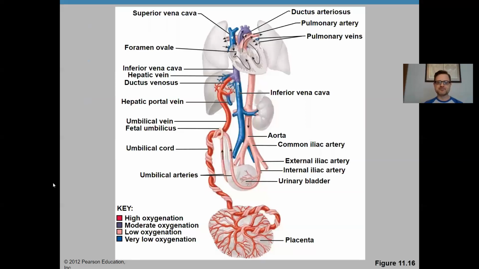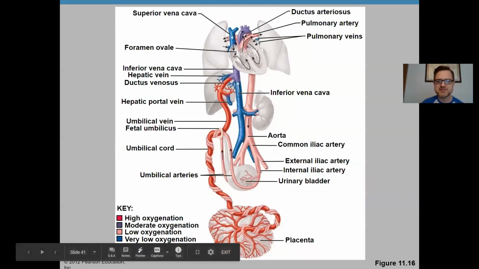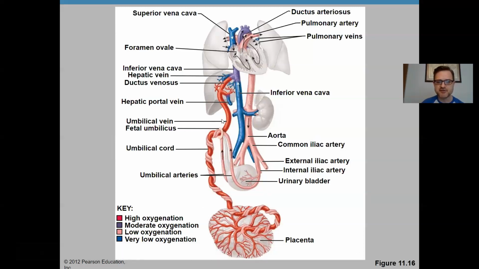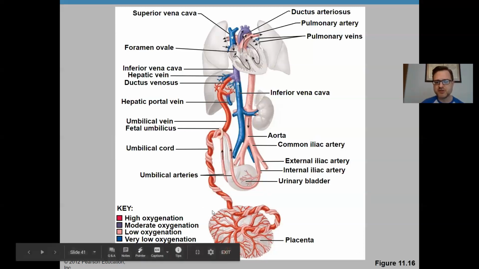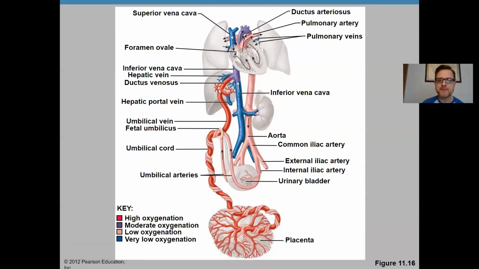Quick diagram. I don't want to go into too much detail on this just because this chapter's got enough detail as it is. But here's the placenta. Here's the umbilical cord. Here you see the two umbilical arteries. You see the umbilical vein. So briefly going in order, the blood intermixes, or nutrients go back and forth, in the placenta. Then you have the umbilical vein, which is highly oxygenated because it just came from mom.